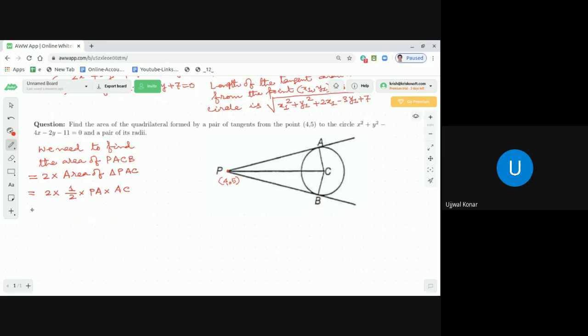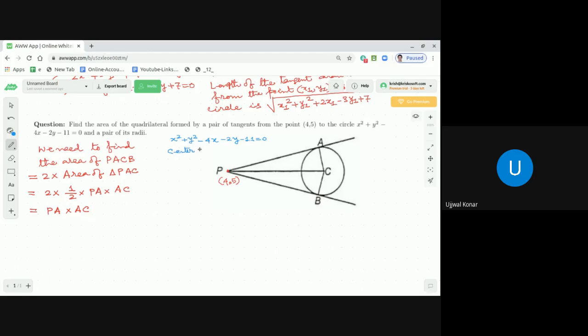So that implies that is reduced to PA into AC. What is PA? PA is nothing but the length of the tangent drawn from the point P to the given circle. So what is the equation of the circle? Equation of the circle is given as x square plus y square minus 4x minus 2y minus 11 is equal to 0. From here, dear students, we can find the coordinate of the center.